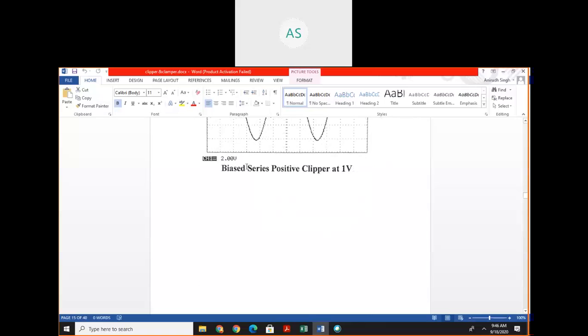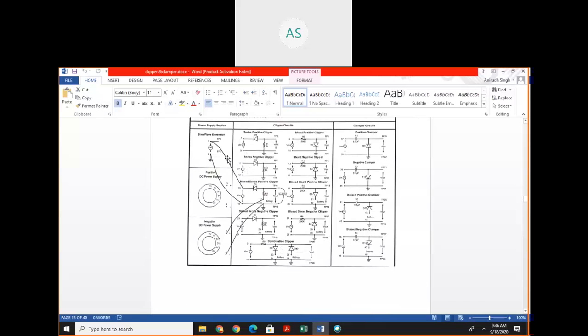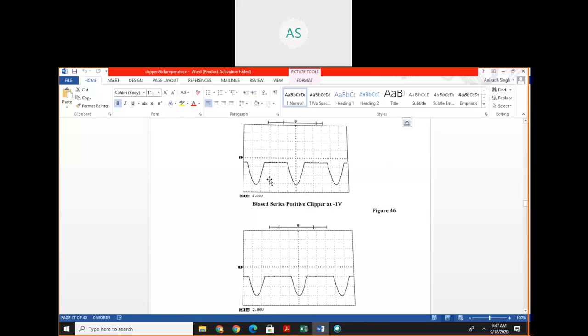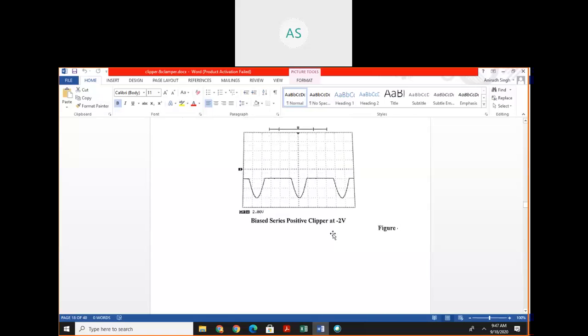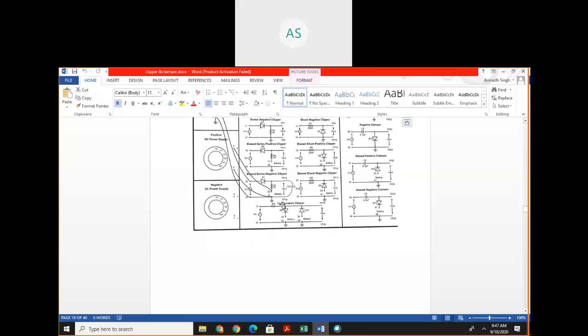bias clipper. In the bias clipper, the sine wave generator is connected between the input terminal, the CRO is connected between the output terminal, and this is a positive DC supply. This positive DC supply is connected between points 17 and 18. Here a battery is connected, and we rotate this knob to set the battery at 1 volt, 2 volt, 3 volt, and see the output waveform. The output waveform is like this.